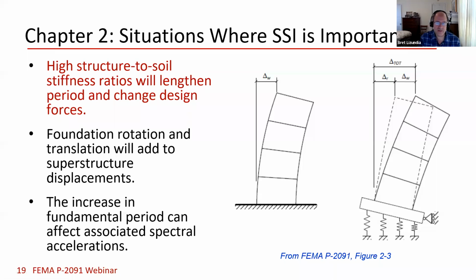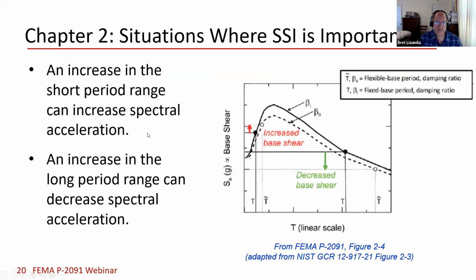What it doesn't necessarily mean is that the forces go up, and we'll show you a little bit about why that is actually on this slide. So here's a response spectrum. And so period is on the x-axis, and spectral acceleration, which would be proportional to the base shear, is on the y-axis. So this should look pretty familiar to everybody here.